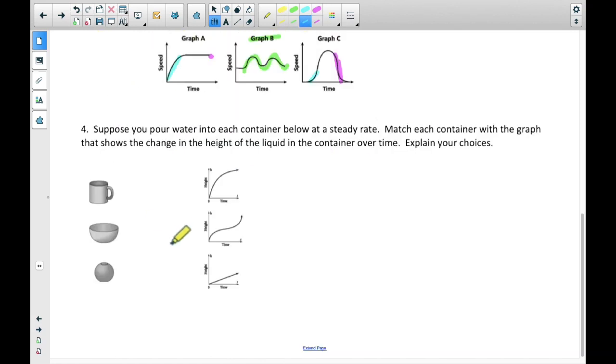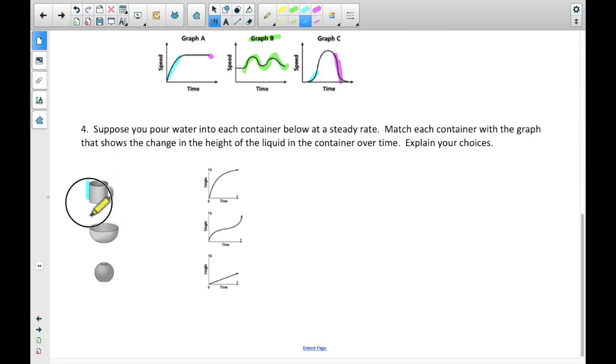This is a difficult one because I feel like unless you've really paid attention to how water fills, it's really hard to know. So suppose you pour water into each container below at a steady rate. I actually tried to make some videos of this one time and it just didn't work out very well. Match each container with the graph that shows the change in the height of the liquid in the container over time. Explain your choice. I'm going to start with the easiest one.